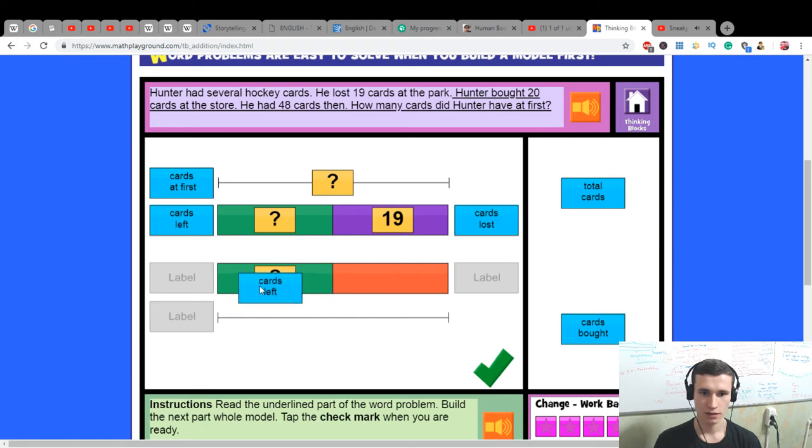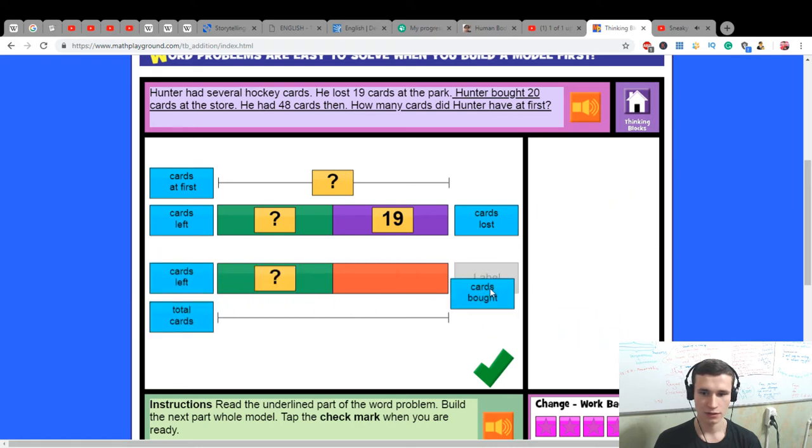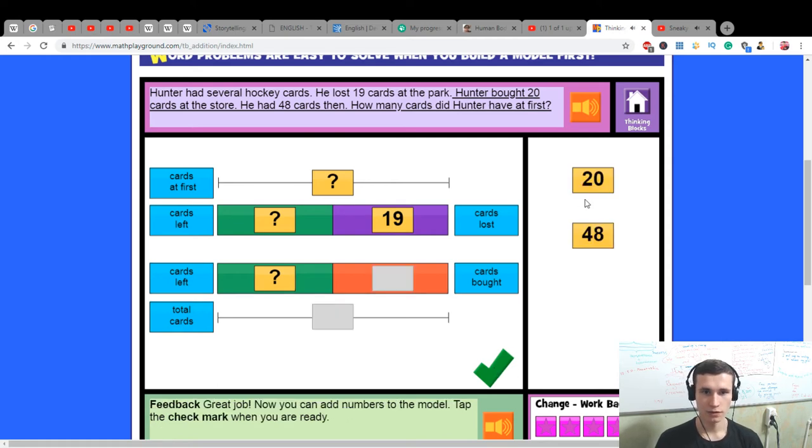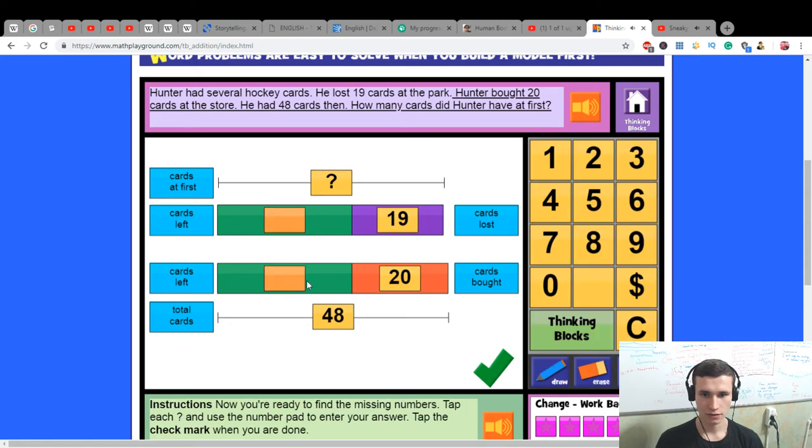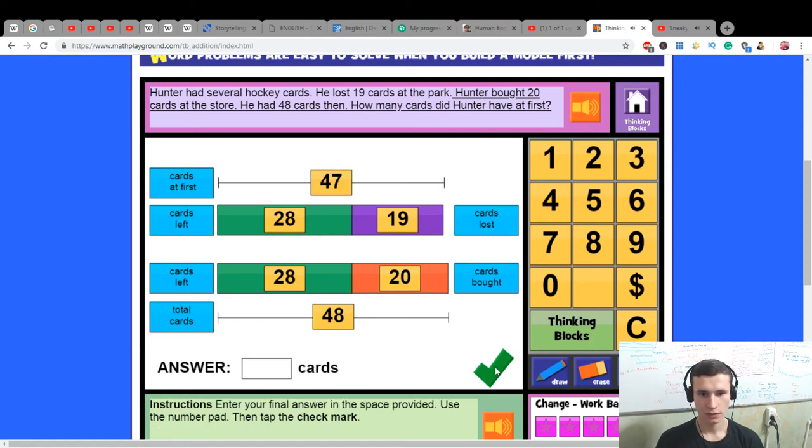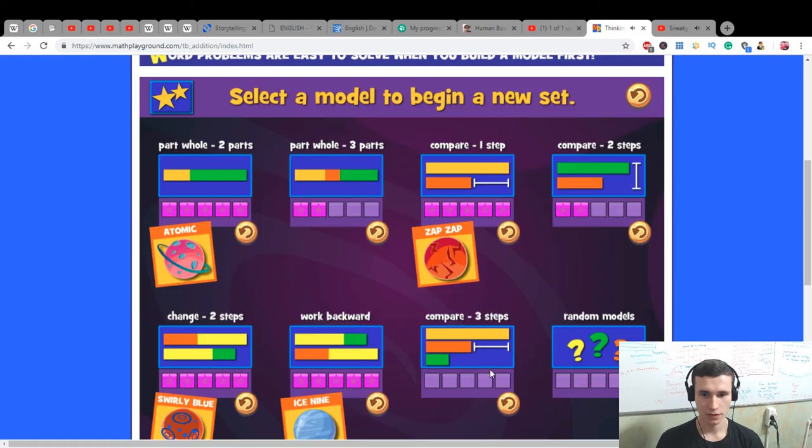Cards left here, total cards here. Cards bought. He had 48 cards then. 20 cards bought. How many cards did he have at first? Okay, cards left is 28. At first was 47. Hunter bought... Okay, 47 at first. Yes, super! And comparing we did. Comparing is easy. Random models, let's do.